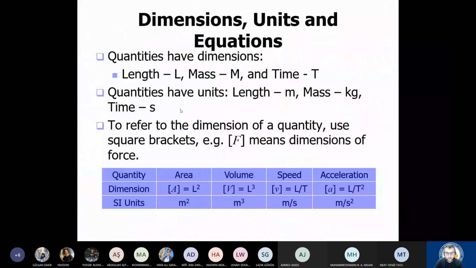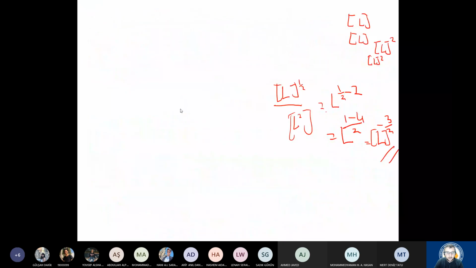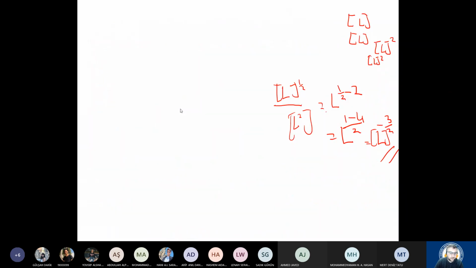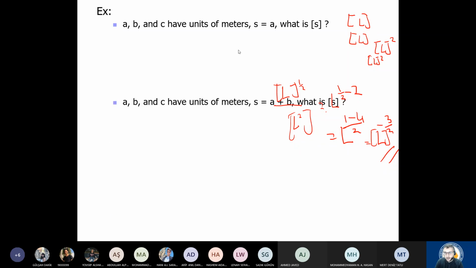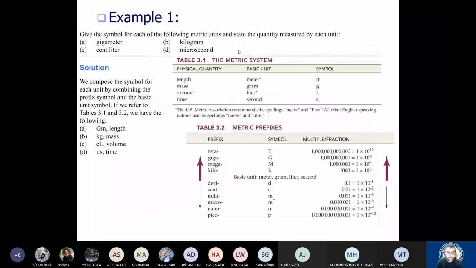Yes, it's all done. And also dimensional analysis is important. We use brackets to show the units. For example, if A, B, C have the unit of meter, when S is equal to A, the unit of S is also the unit of length, or meter. Here you can see some examples of what we saw yesterday. Okay, let's look at the new examples.